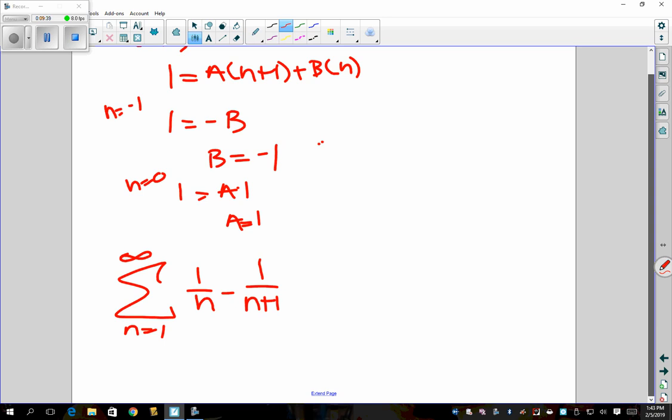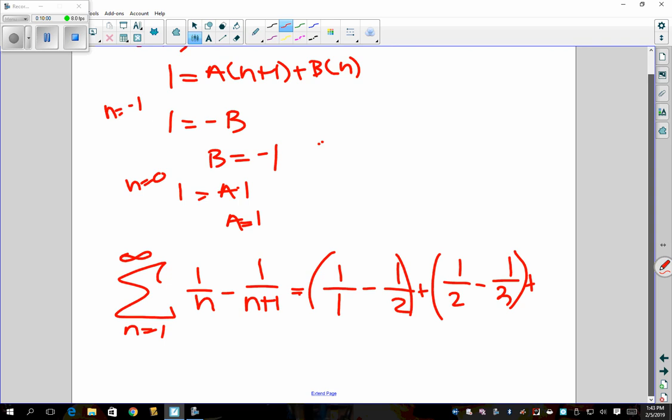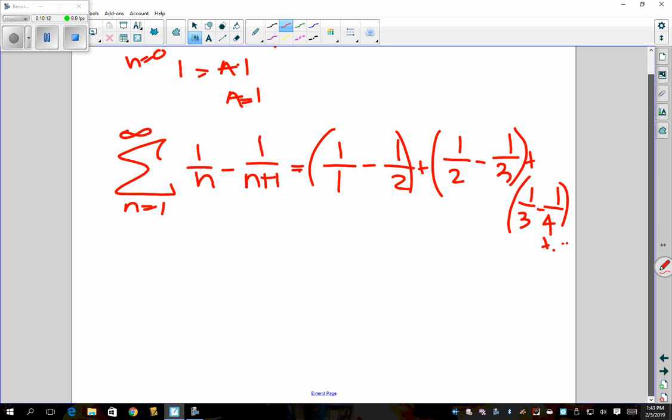And if we start listing out these terms, plugging in n, we get 1 over 1 minus 1 over 1 plus 1 is 2. So that's the first term, n equals 1. n equals 2, we get 1 over 2 minus 1 over 2 plus 1 is 3, plus our third term, 1 over 3 minus 1 over 4. And this is going to keep going until we get to the very end, which just looks like 1 over n minus 1 over n plus 1.